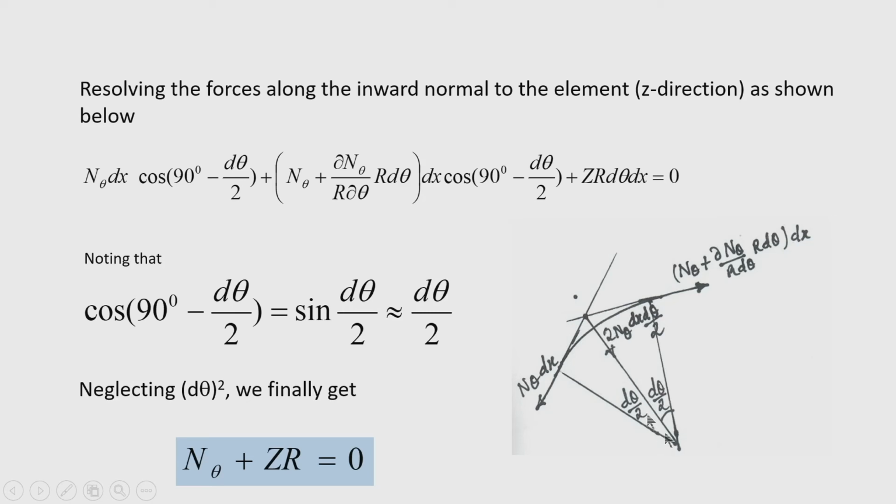This component has to be balanced by the component of the load along the radial direction. So we get 2 n_θ dx dθ/2 plus z r dx dθ equal to 0. Dividing both sides by dx dθ, ultimately you will arrive at this equation: n_θ plus z r equal to 0. This is the third equilibrium equation.